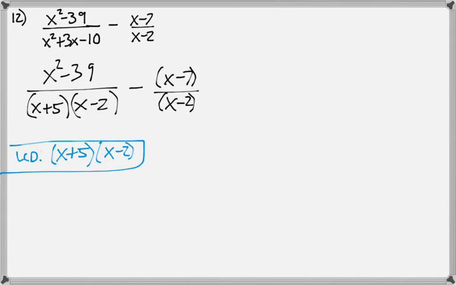Okay, so the left fraction already has the LCD, so I don't need to multiply that by anything. But the right fraction, it's missing an x plus 5. So I need to put an x plus 5 here. And then to keep it legal, you need to also multiply the top by x plus 5. So when I'm simplifying this, I need to FOIL the tops there.